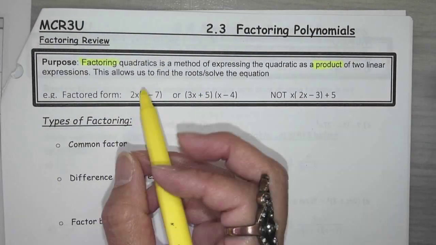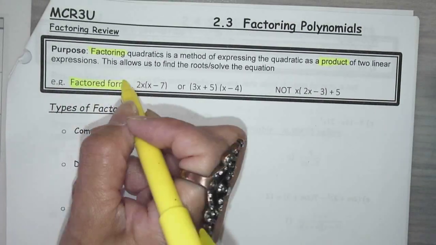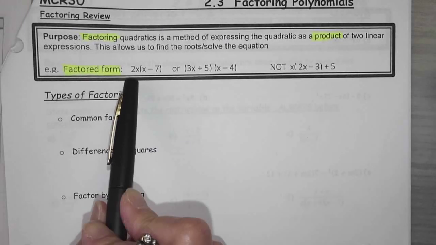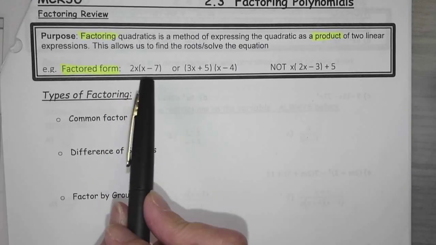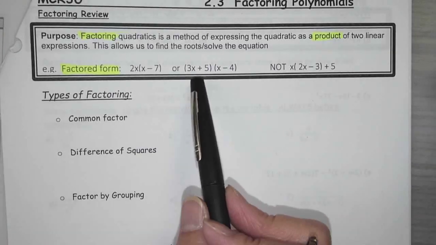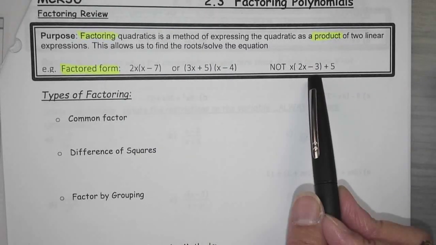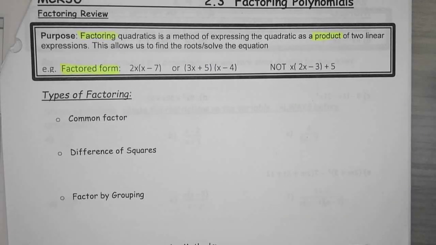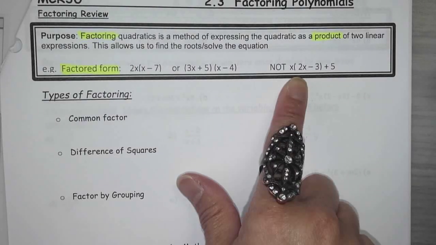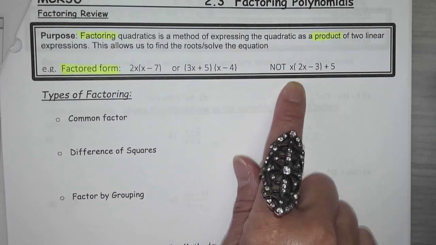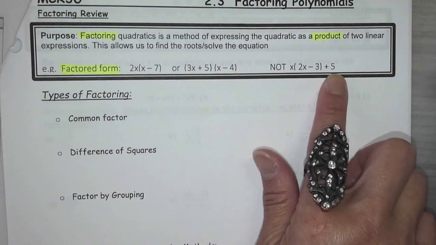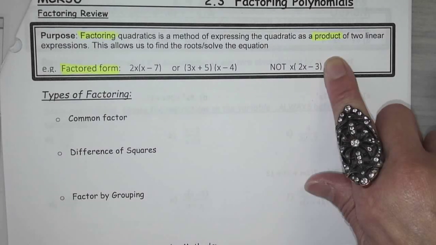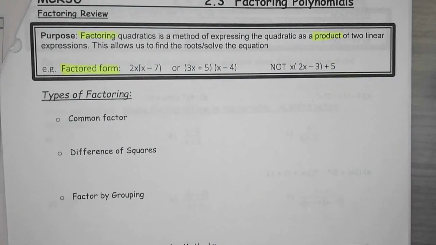When we say something's in factored form, it'll look like this. We've got 2x times, you can see it's times, that monomial times the binomial, or it can be two binomials. This is not factored form. It's partially factored. You took an x out of the beginning, but then look, you got this plus 5 sitting here. That's not factored. This part's factored, x and the 2x minus 3. But with the plus 5, it is not in factored form.